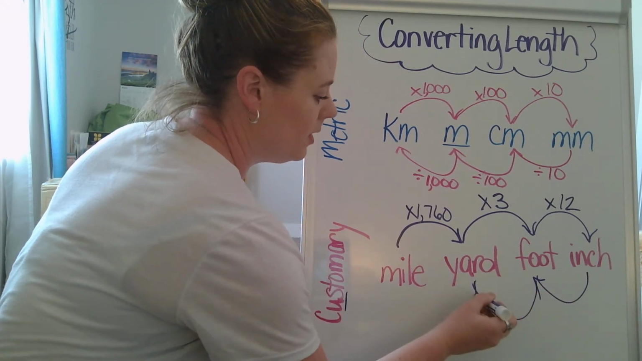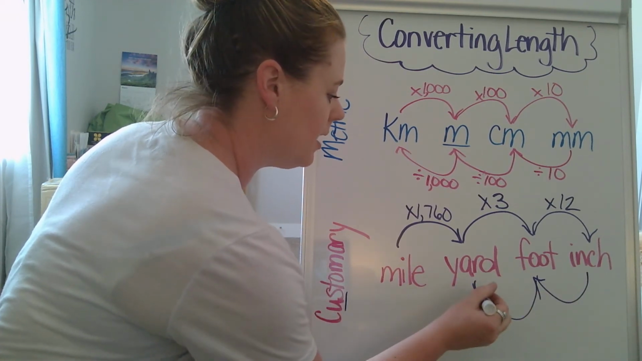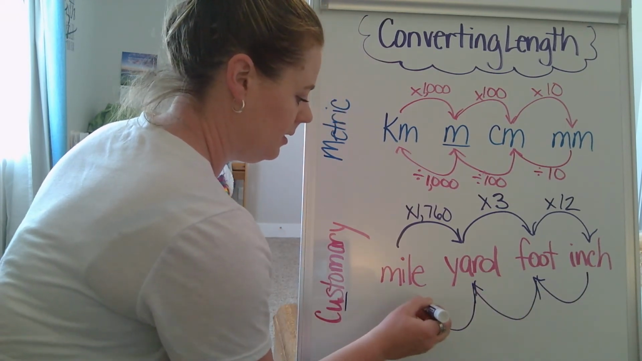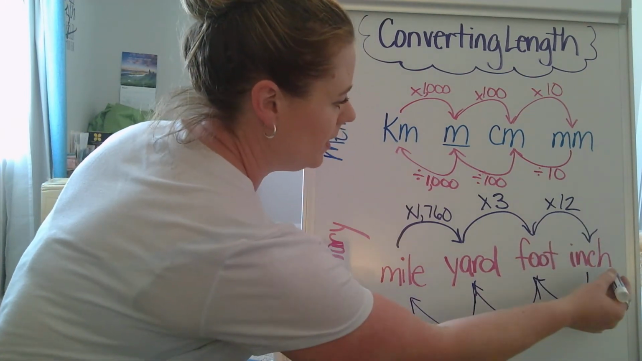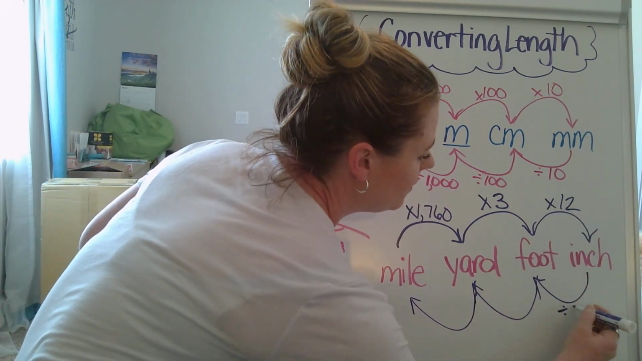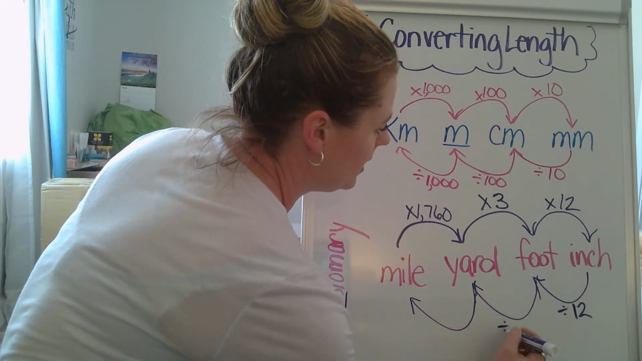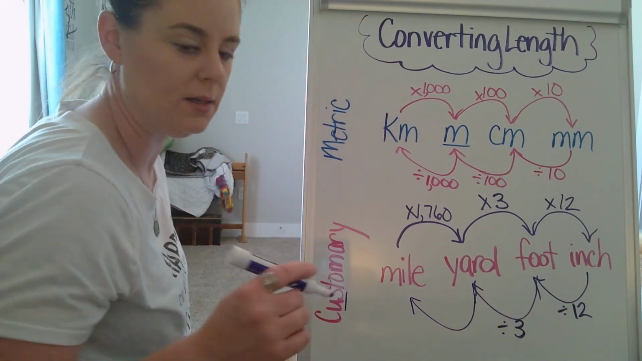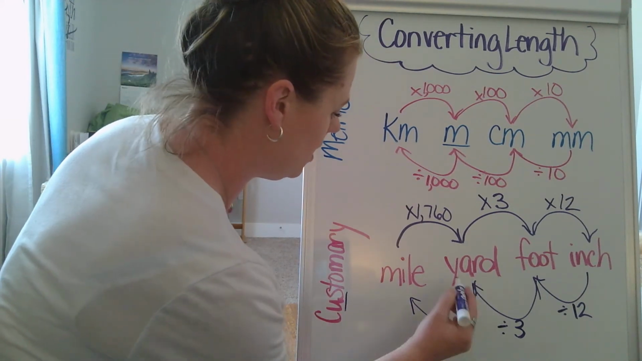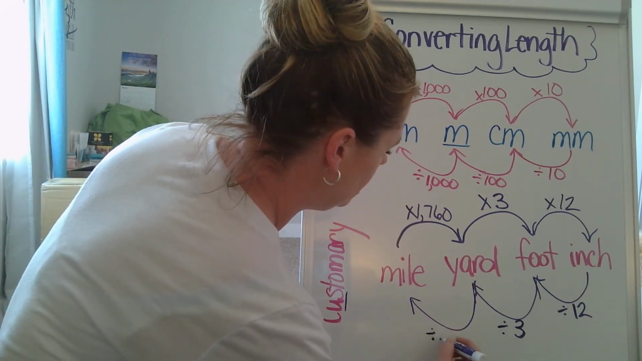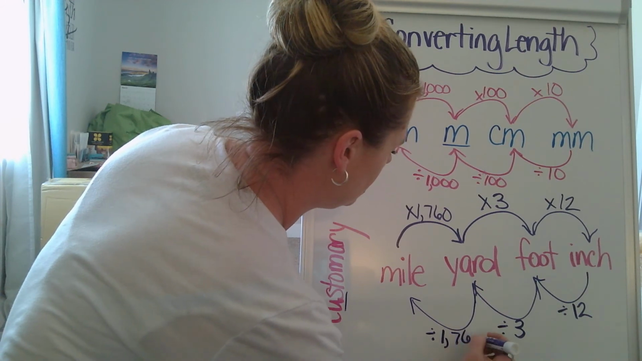Now we are just going to do the opposite of that and divide. So going from inch to foot, divide by 12, foot to yard, divide by 3. Can you see that? Yep. Yard to mile, divide by 1,760.